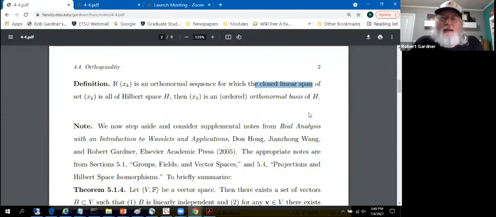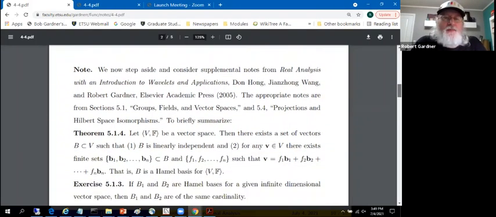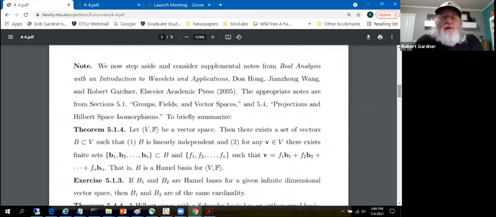I want to say Hamel basis in this setting. We're not interested in Hamel bases. We're interested in Schauder bases. All right, to do what we need to do, we need to step aside and go through the same stuff twice.